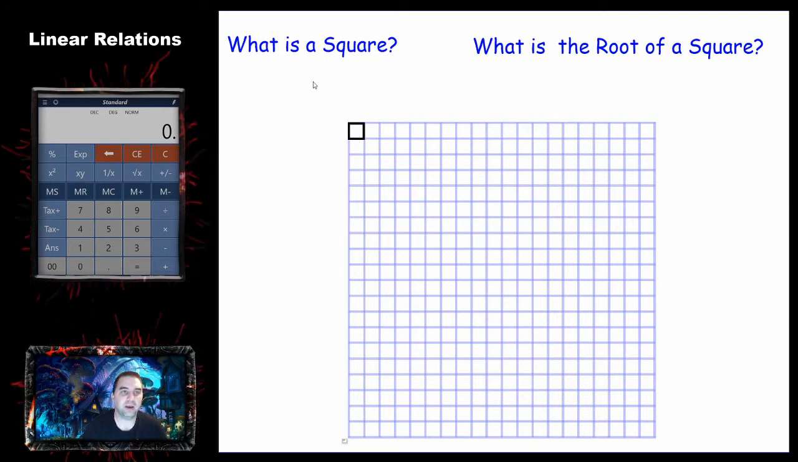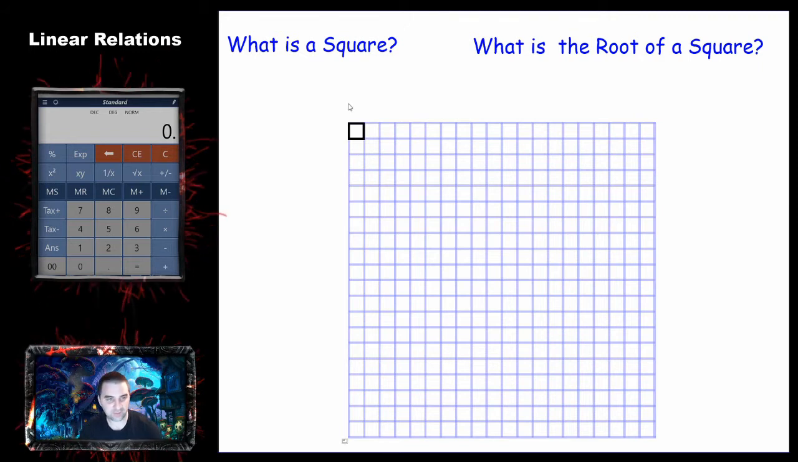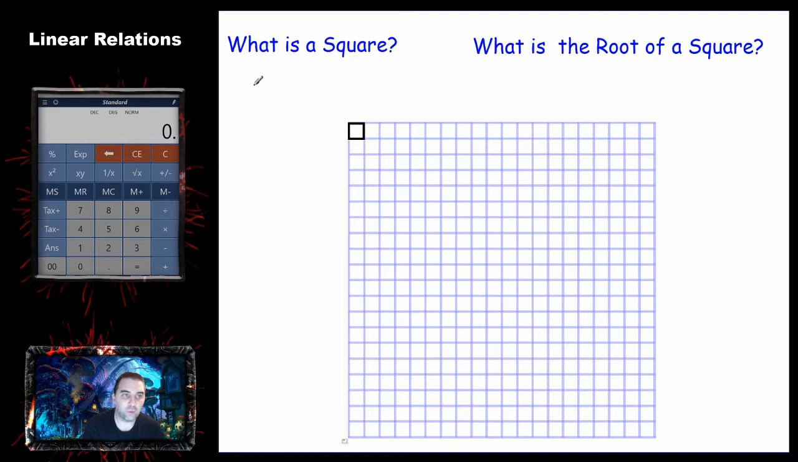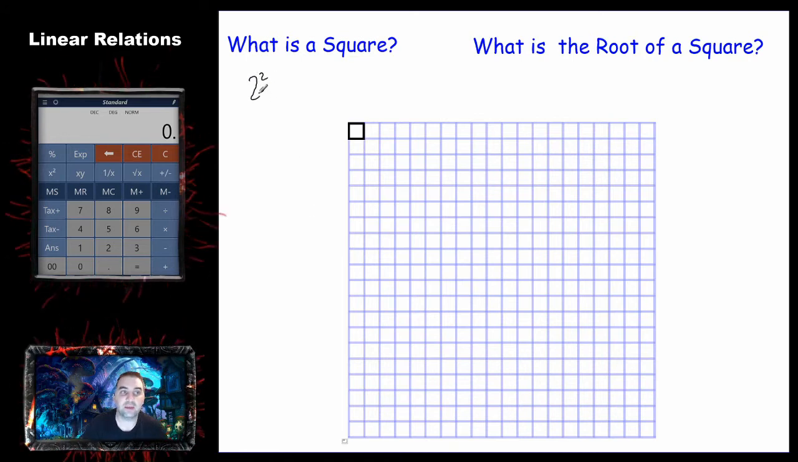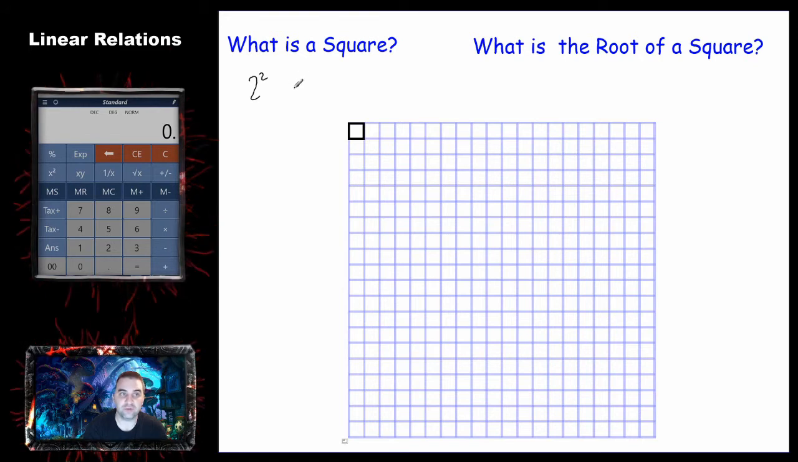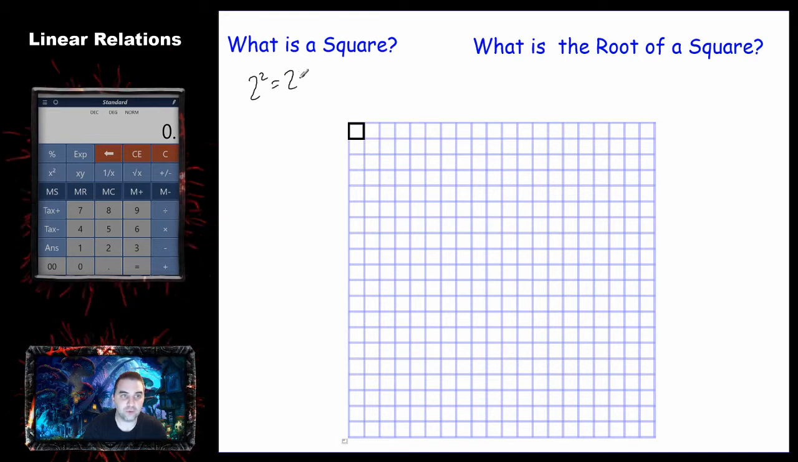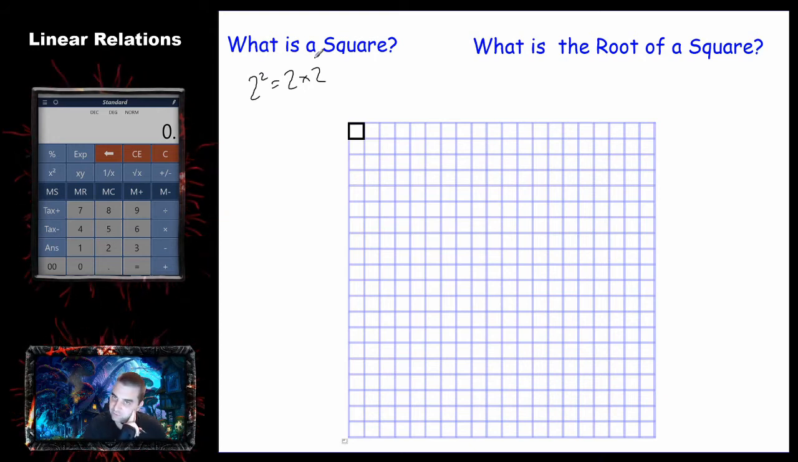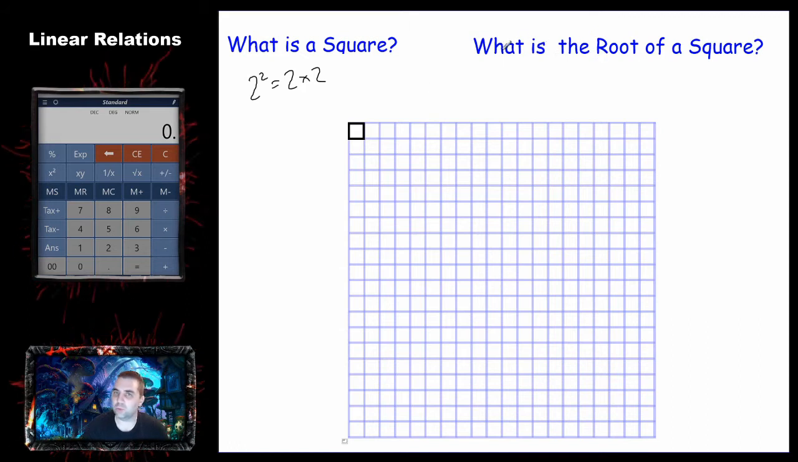Yes, but in algebra, in the stuff that we're doing now with math, you also need to know that a square is something like that, where you have two of the same number multiplied together. So 2 squared is equal to 2 times 2, right? That's a square when I have the same number multiplied by itself. We're going to come back to that and you'll understand why that is important in a second. All right? And here we go with the second question. What is the root of a square?